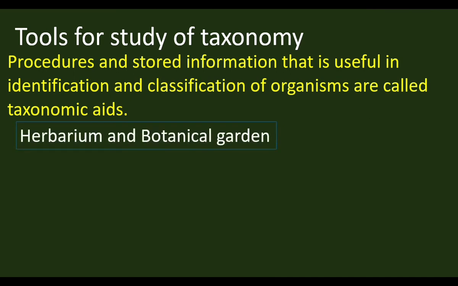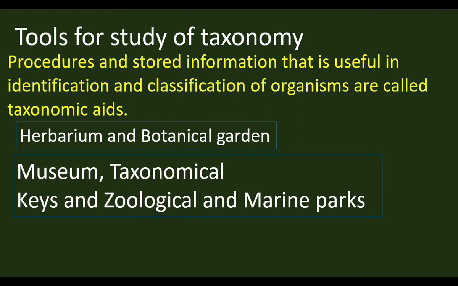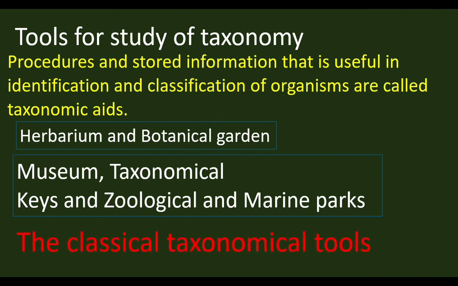For plant taxonomy, different kinds of tools are used, and for animal taxonomy, other types of tools are used. Herbarium and botanical gardens are used as tools for classifying plants. Museum, taxonomical keys, and zoological and marine parks are zoological tools. These are classical taxonomical tools. They are traditional tools. First, let us see the classical taxonomic tools one by one.